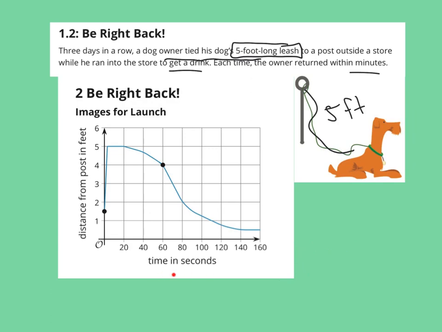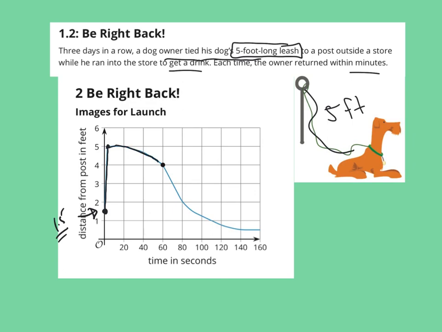Now, time in seconds is the X value. The Y value is the distance from the post that the dog is, right? So how far is the dog from the post? Now think about this. The dog could walk to the post, away from the post, to the post, away from the post. The furthest the dog can get away is 5 feet because it's a 5-foot leash, right? And where does the dog start? At time 0, it looks like the dog is about 1.5 feet from the post. That's his distance initially. And as soon as the owner walks away, the dog goes all the way in just a couple of seconds to 5 feet. My guess, he's walking with the owner towards the store, and then the leash gets taut.